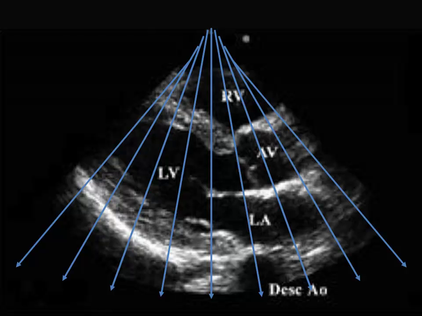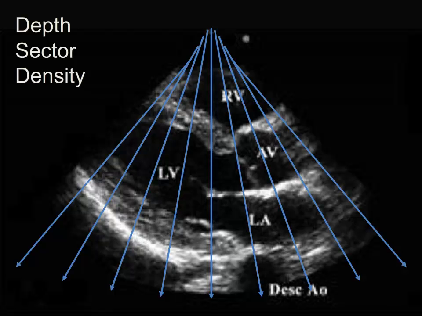Now the returning signals are plotted and the plot is constantly refreshed for real-time imaging. The number of times an image is refreshed per second is called the frame rate. Imaging of moving organs, for example the heart, needs to be refreshed 25 to 50 times per second for an image to appear as live. Otherwise, the image will appear choppy and will be said to have poor temporal resolution.